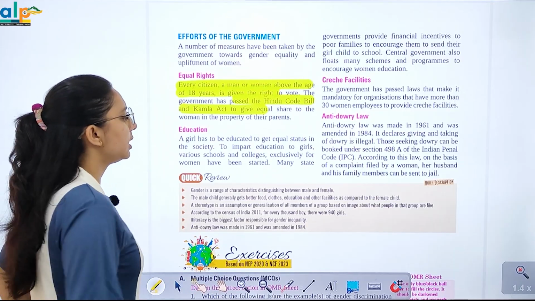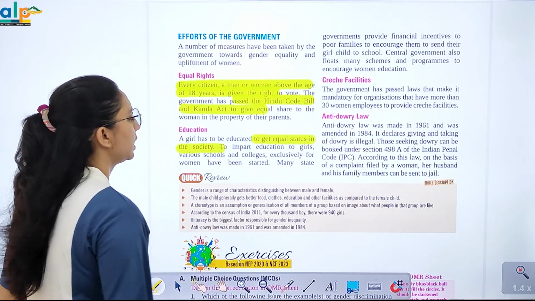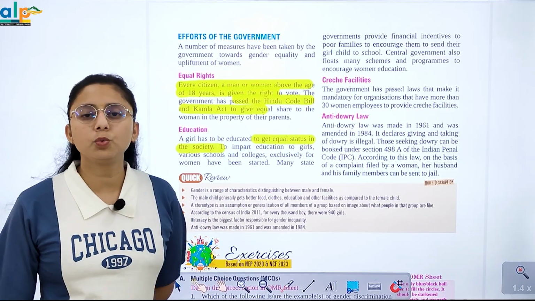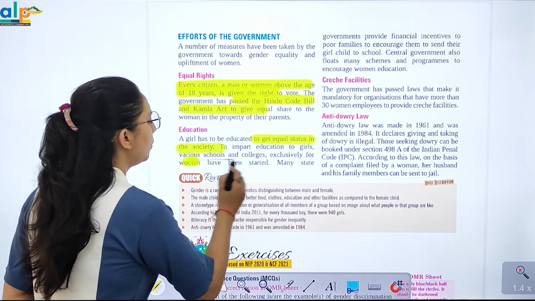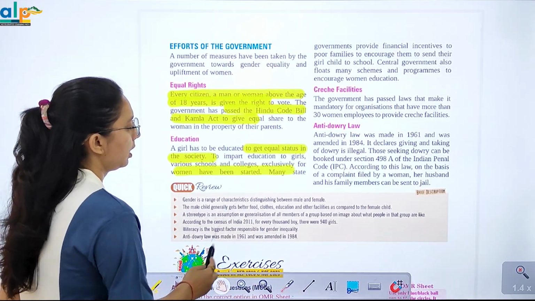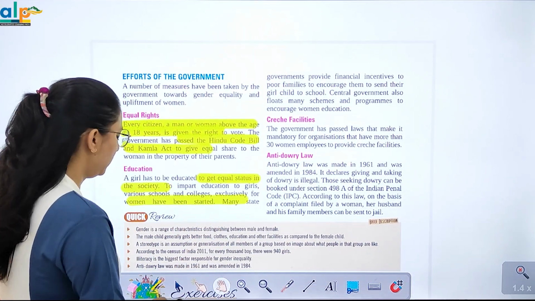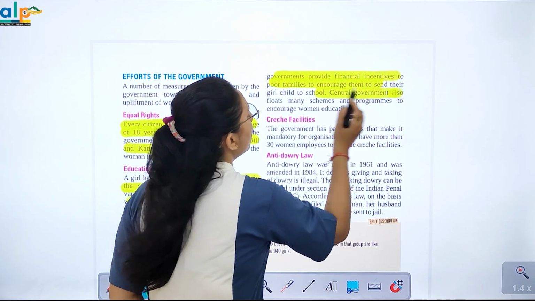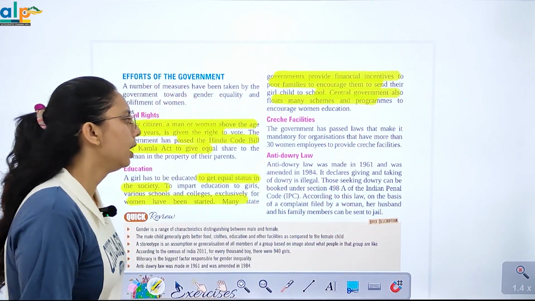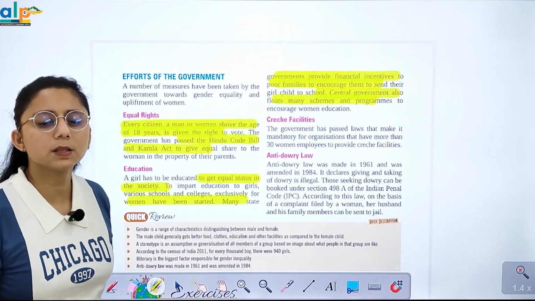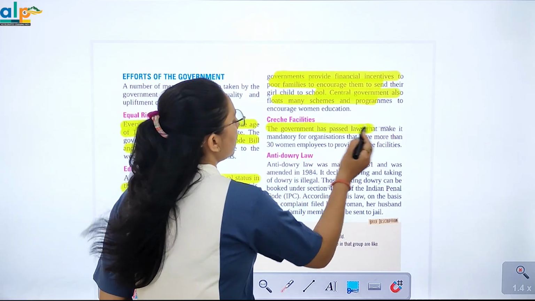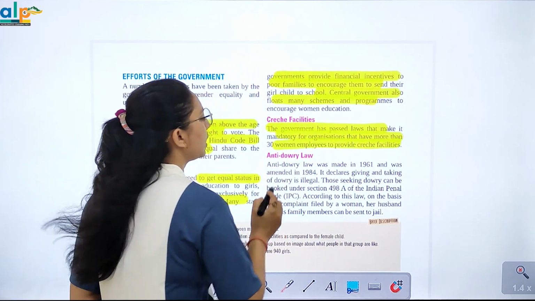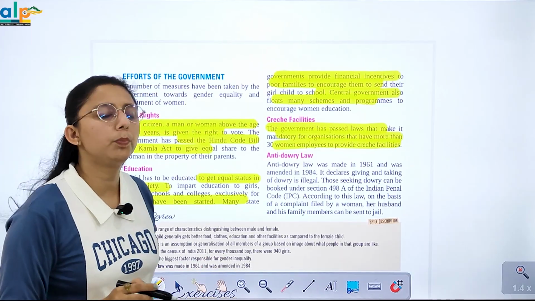Education: a girl has to be educated to get equal status in society, right? They go to various schools and colleges. Exclusive women's institutions have been started. Many state governments provide financial incentives to poor families. Central government also floats many schemes. Now crèche facilities. Government has passed a law that makes it mandatory for organizations with more than 30 women employed to provide a crèche.